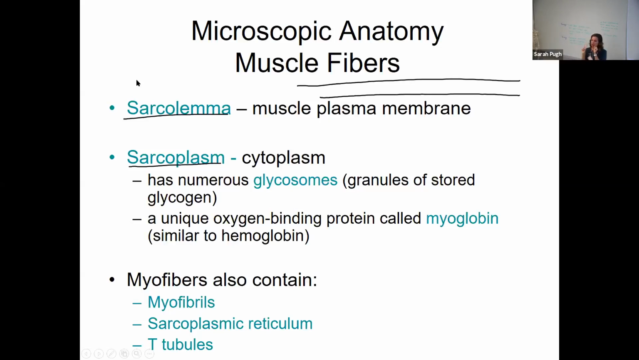It has two things in it that regular cytoplasm would not have. One is sarcoplasm has a lot of glycosomes. Glycosomes are little vesicles that store glycogen. Does anybody know what glycogen is? Like what kind of macromolecule it is? It's basically a sugar or a carbohydrate.